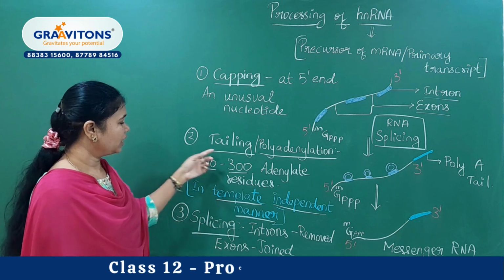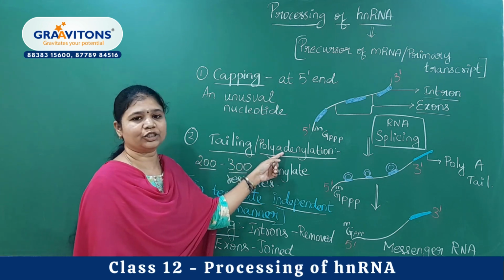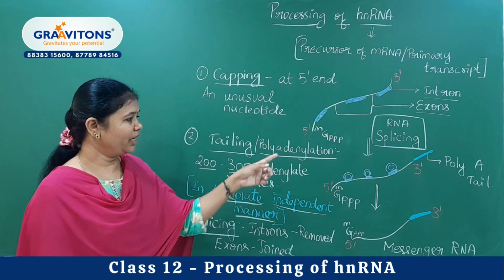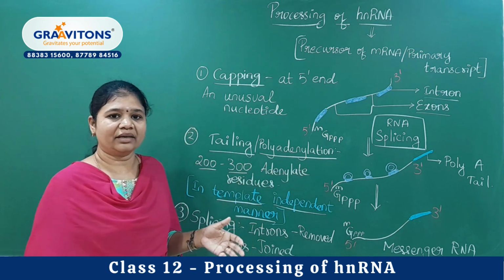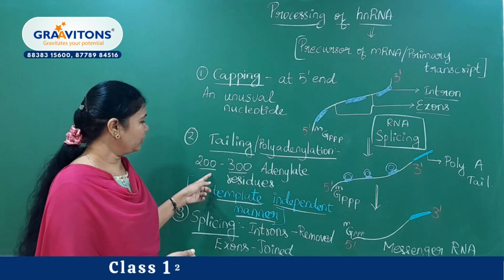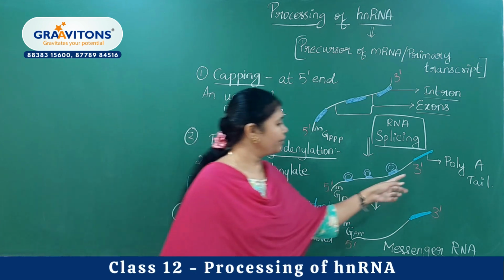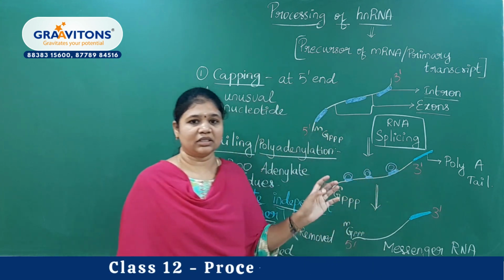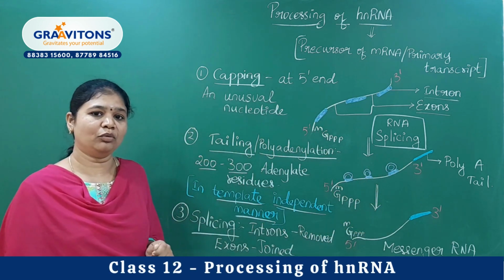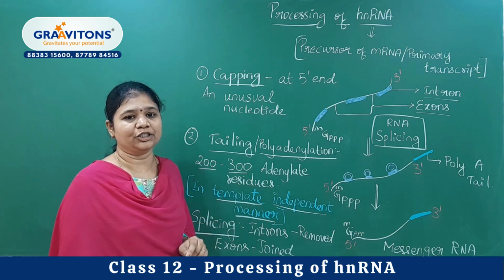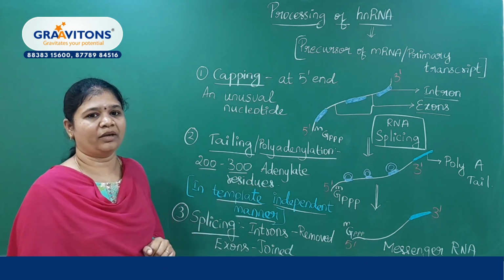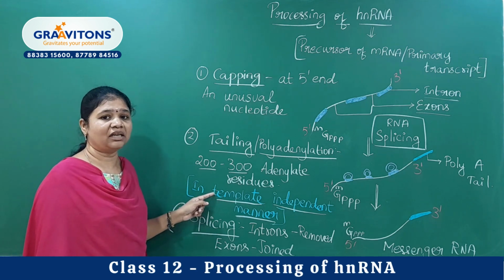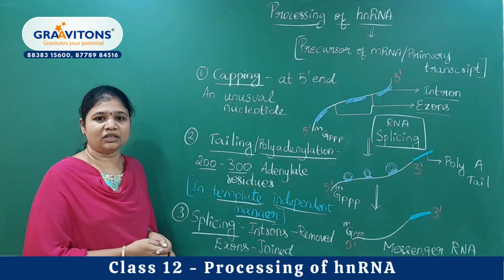The second step is known as tailing or polyadenylation. Polyadenylation means many adenylate residues are added at the 3' end, that is the tail region of the hnRNA. Around 200 to 300 adenylate residues will be added at the 3' end. In this tailing process, we have to concentrate on one more point: polyadenylate addition does not need any template. So polyadenylation is done in a template independent manner. This itself is a separate MCQ based question, you will be getting it.